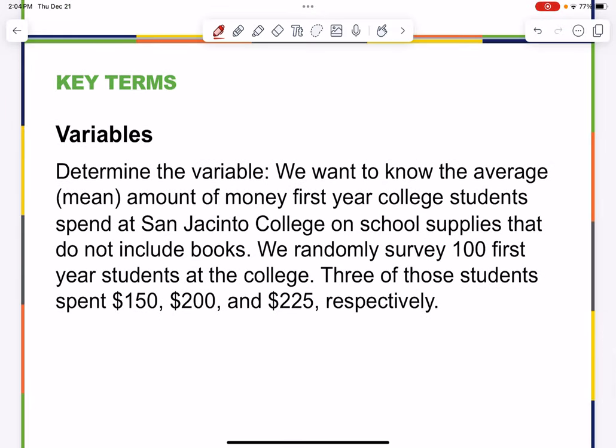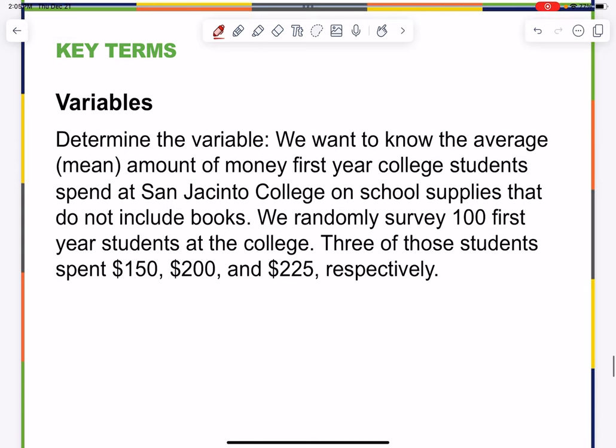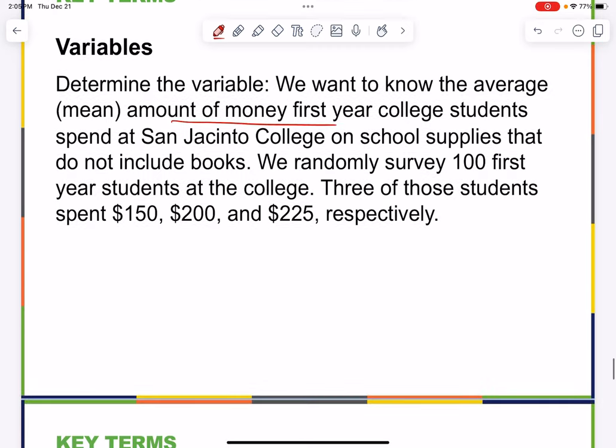Variables. Determine the variable here. We want to know the average or mean amount of money the first year college students spend. And so the variable here is the amount of money. That's the quantity that we're interested in. So, amount of money spent.